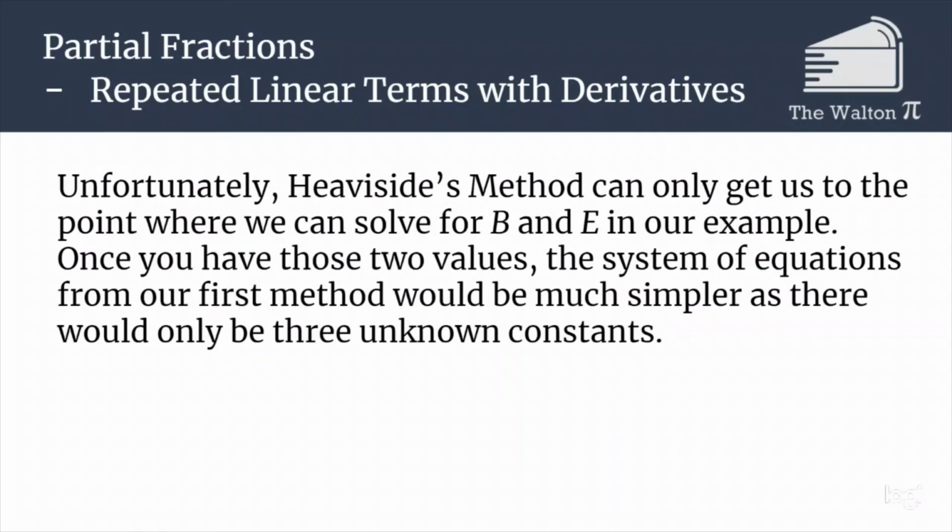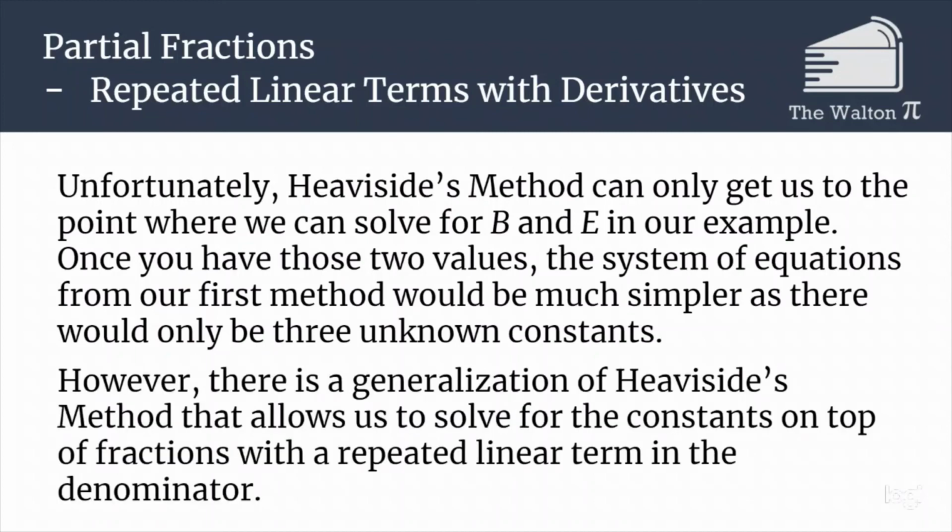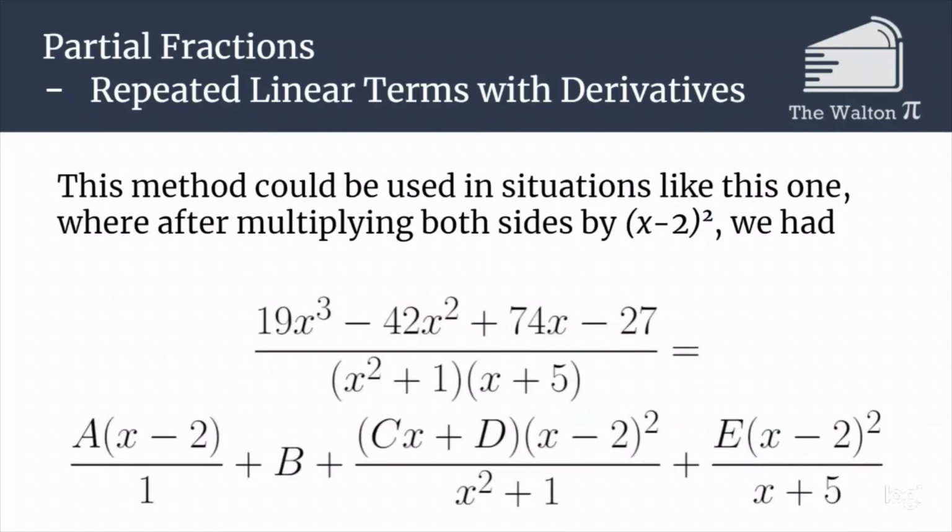However, Heaviside's method can only get us to the point where we can solve for b and e in our example. Once you have those two values, the system of equations does become much simpler, as there would only be 3 unknown constants. However, there is a generalization of Heaviside's method that will allow us to solve for the constants on top of fractions with a repeated linear term in the denominator. So this method could be used in situations like this, where we had an a times x minus 2. We would be able to use this method to solve for what a would be.